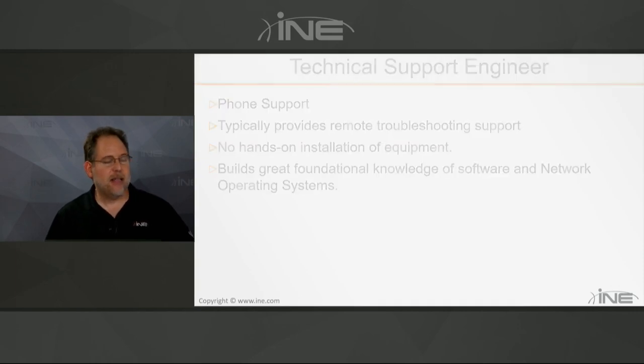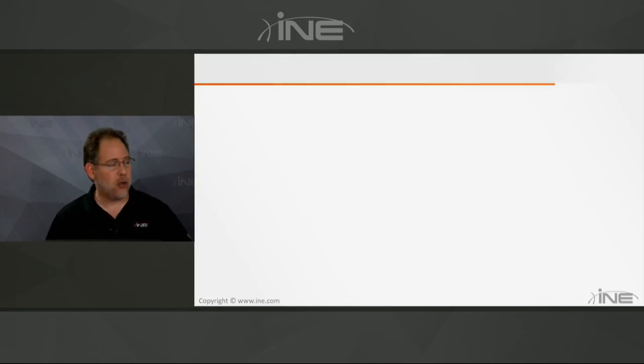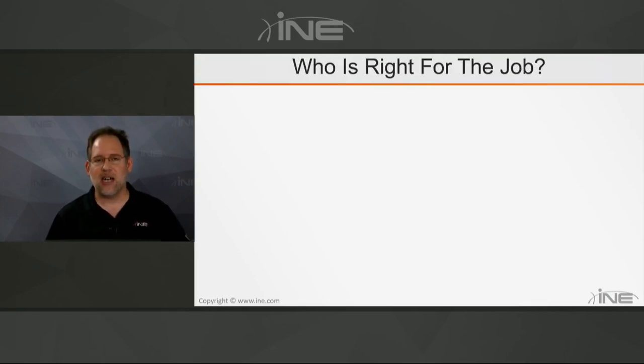All right, now let's talk about your character, your personality. You might be thinking, okay, is this something that I could do? Is this something I would be successful at? So who is right for the job? Here's some personality characteristics you need to have to be successful. Number one, you need to be highly organized, okay? So go home, look in your bedroom. If it looks like a hurricane went through there, you might want to think about this.